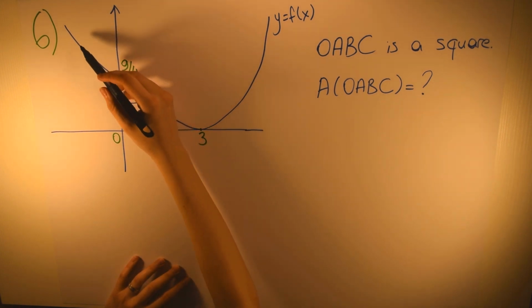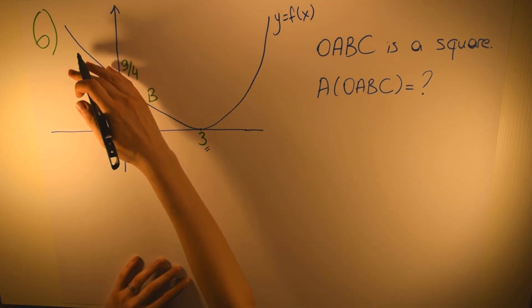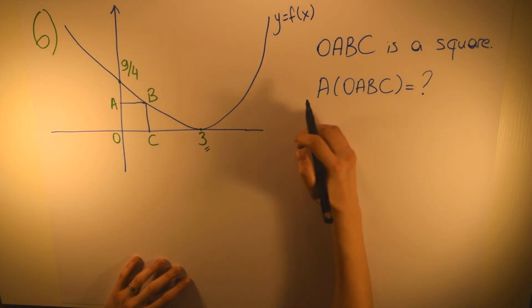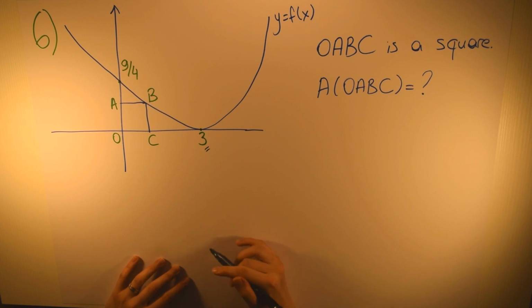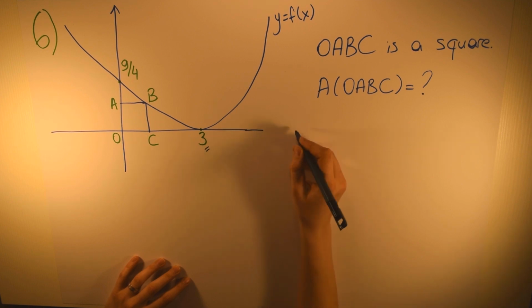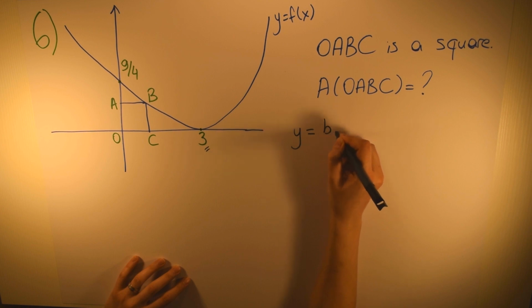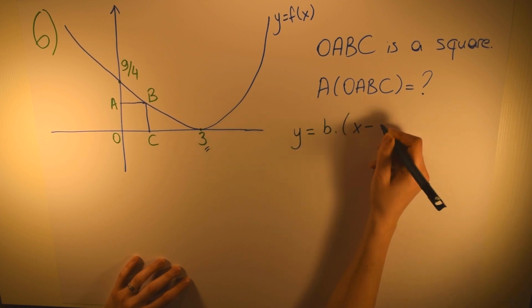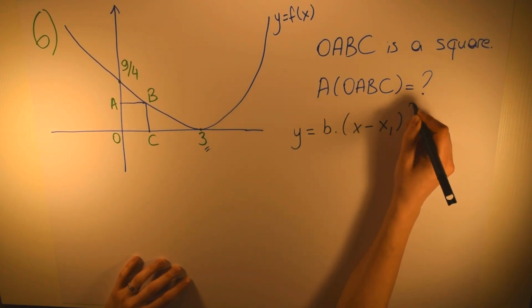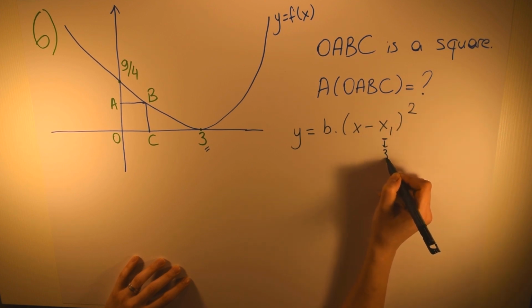Here, as you can see, we have only one real solution. This parabola touches the x-axis, right? So how do we write our quadratic equation when we have only one real solution? We write it as y is equal to, let's say, b times (x minus x1) squared, right? So here our x1 is equal to 3.